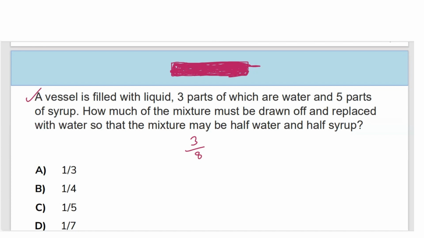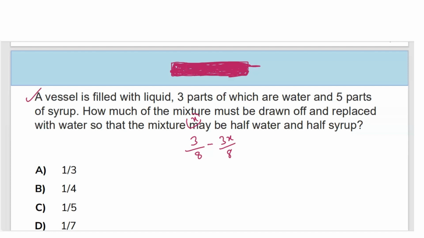Now, how much of the mixture? Suppose we are replacing X of the mixture. In X mixture, water and syrup both are taken, right? So 3/8 minus, now we are checking, this is the water. How much water have we taken in X quantity of mixture? The water will be 3x/8. You have taken 3x/8 water.